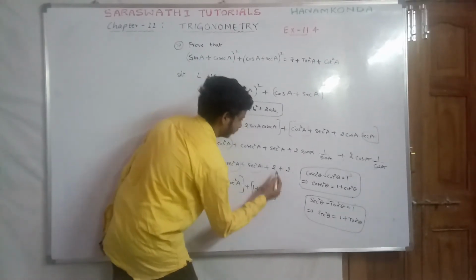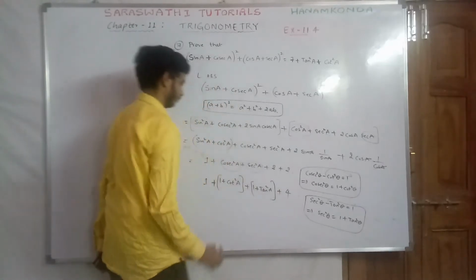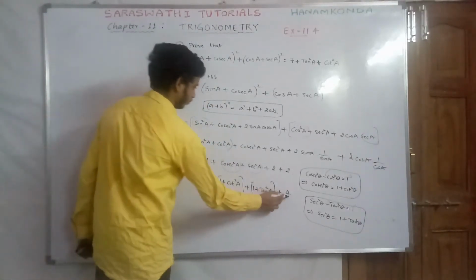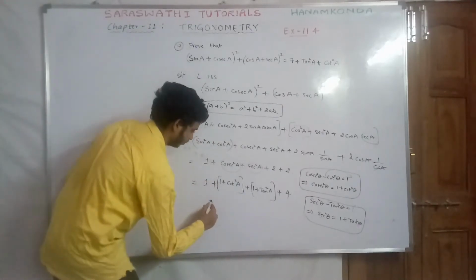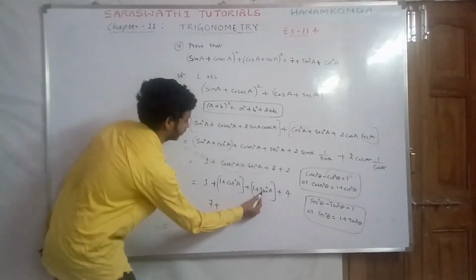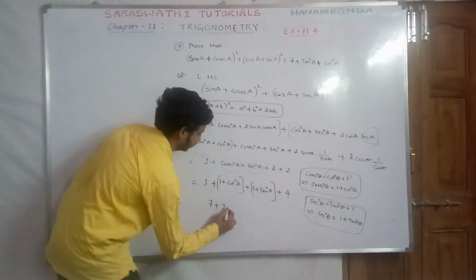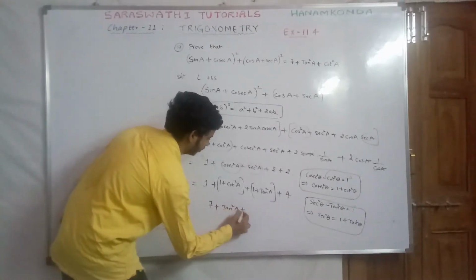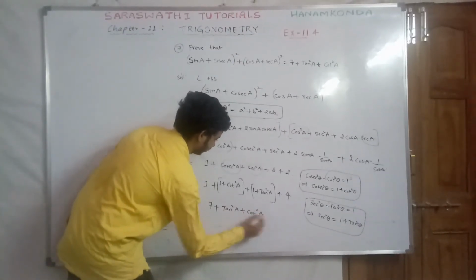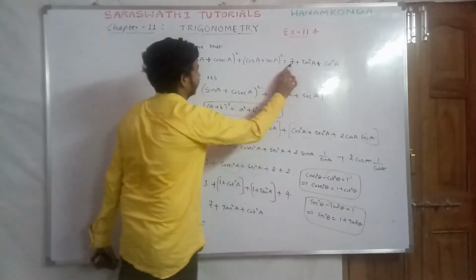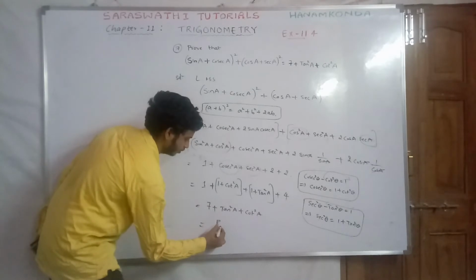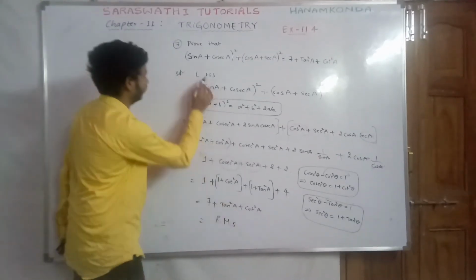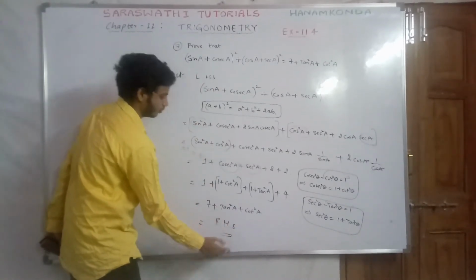Okay, so plus 2 plus 2 is 4. Now 4 plus 1 is 5, 5 plus 1 is 6, 6 plus 1 is 7. So 7 plus tan square a plus cot square a. This is the required RHS. So LHS equals RHS; we have obtained the RHS, therefore hence proved.